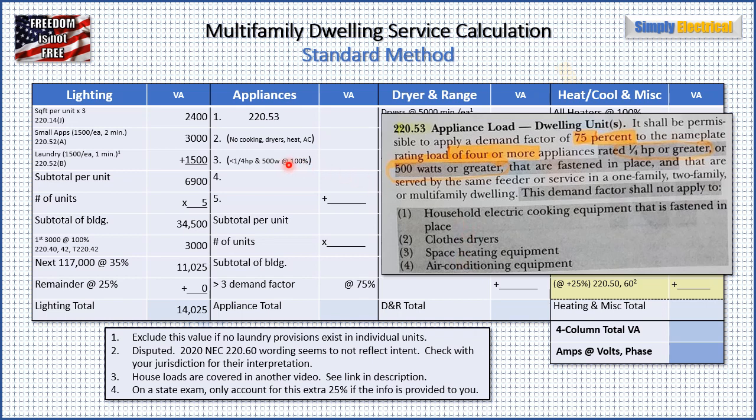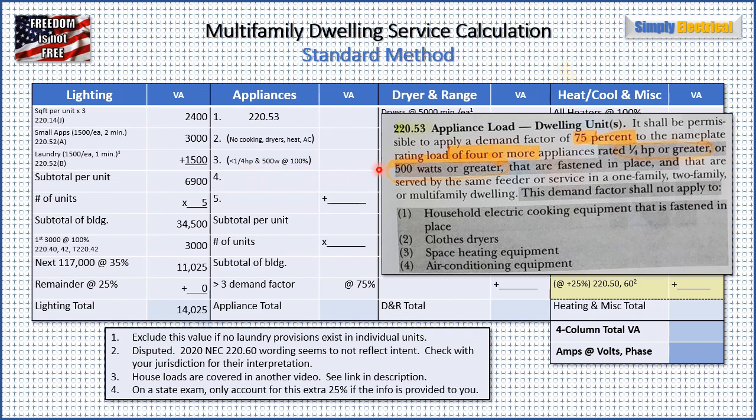So as you see over here, this does not include cooking, dryers, heat, and AC. I've got a note here. And as it says, this is only for appliances rated 1/4 horsepower or greater, or 500 watts or greater. So anything less than 1/4 horse and 500 watts must be taken at 100% no matter what. Now that may be like a hood fan. Those generally are less than 500 watts, the smaller ones, and 1/4 horse.